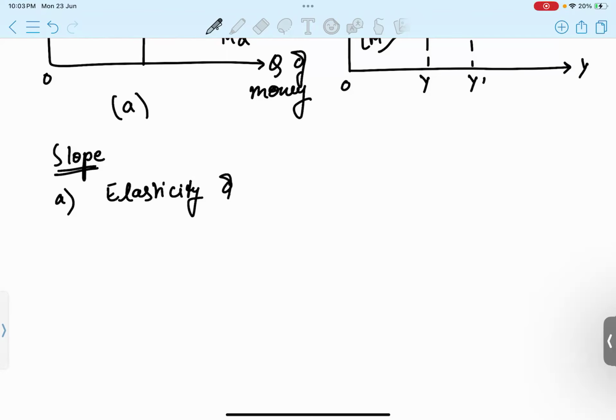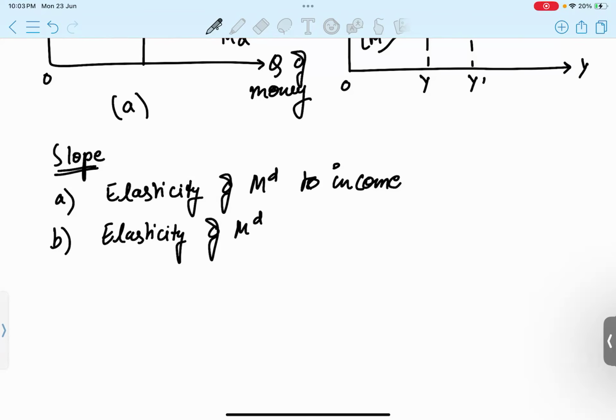So the elasticity of money demand to income, we will see. So if income is changing, what is going to be the impact on the money demand in the economy? The second factor is the elasticity of money demand to changes in the rate of interest. Here it was income, here we are taking the rate of interest. So in this case, if, let's say, the rate of interest is lower in the economy, the LM curve is going to be more steep. Low rate of interest, more steep will be the LM curve.